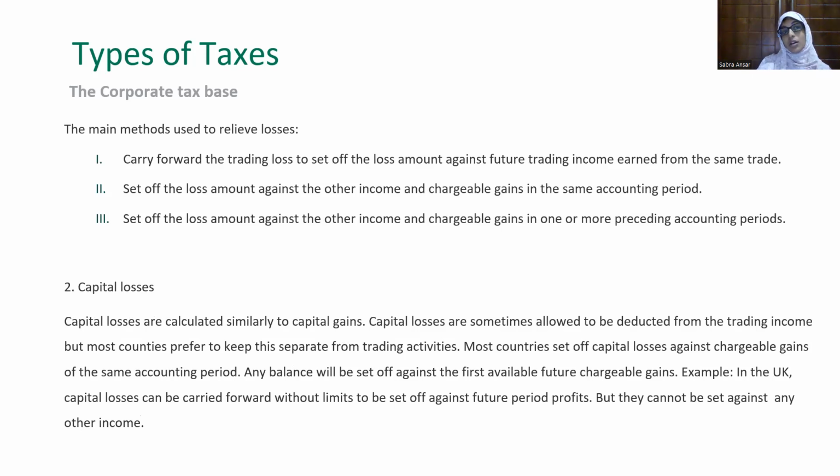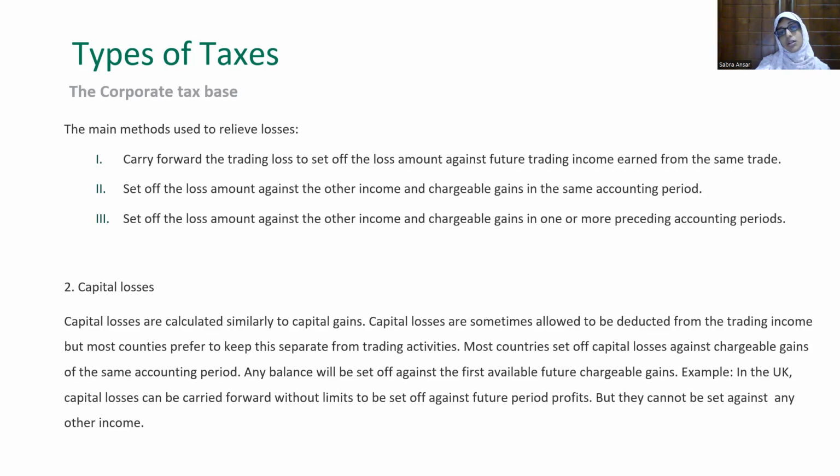So there are the main methods used to relieve losses. There are three main methods. One is to carry forward the trading loss to set off the loss amount against future trading income earned from the same trading amounts, or set off the loss amount against the other income and chargeable gains in the same accounting period, or it could be set off the loss amount against the other income and chargeable gains in one or more preceding accounting period.